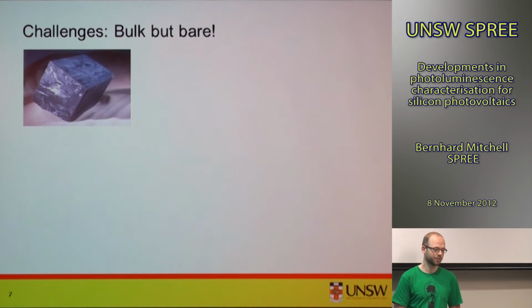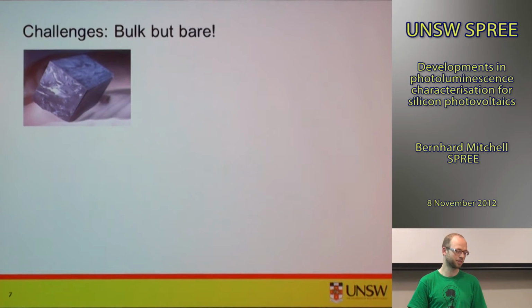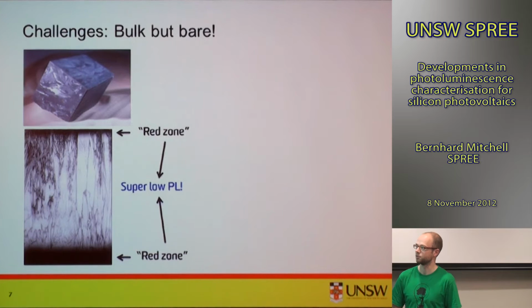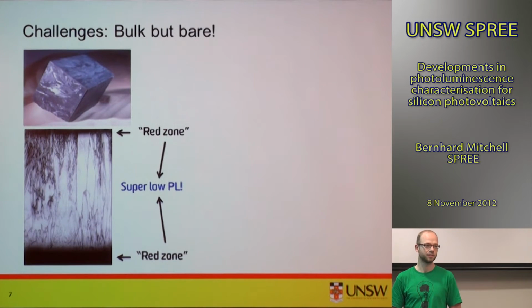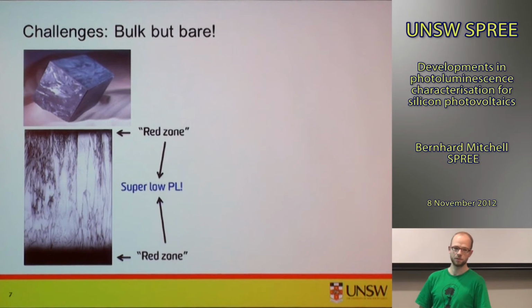So what are the challenges if we look at a silicon brick? Well, we can first say, oh, it's a very big sample, and we should be able to measure that easily, but actually the surface is bare. If you want to measure a PL image, as I've shown here, this is a qualitative image, we have the trade-off that we actually measure very low signals, especially in the red zones. They're on the top and the bottom of the brick, and we measure very low signals.